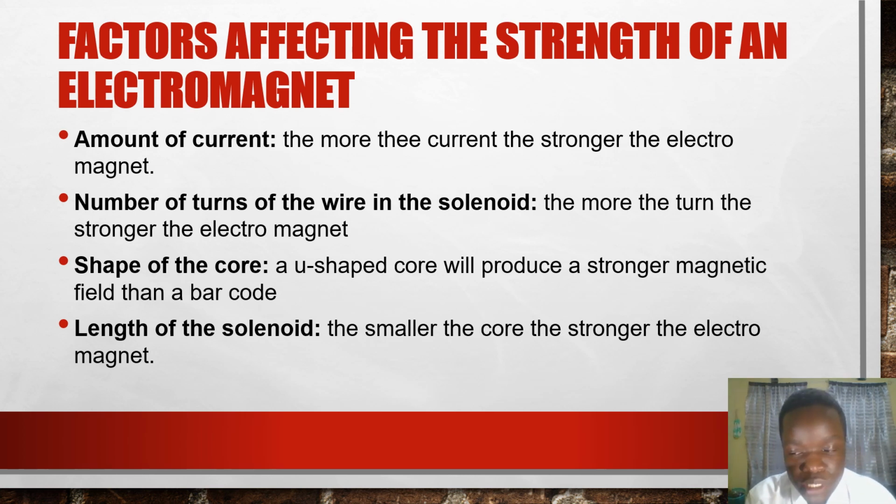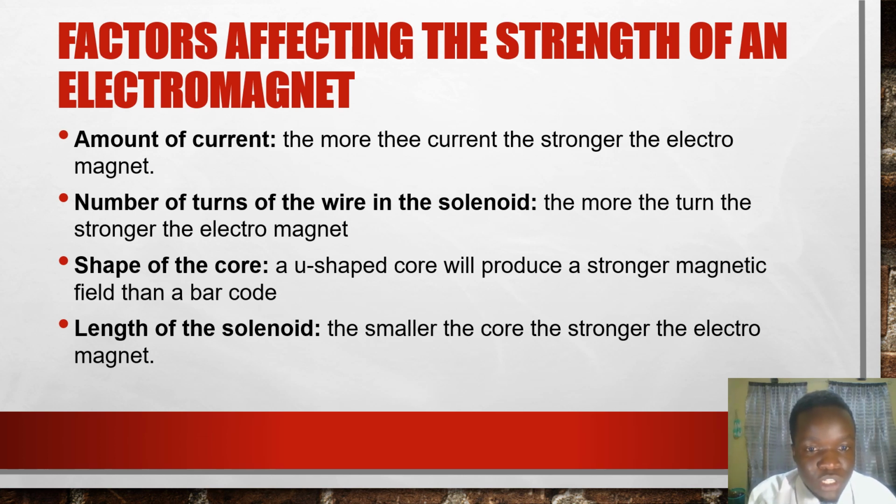The explanation for this is that in a U-shaped core, the polarities, the North Pole and the South Pole, are close together, hence making the magnet stronger than the bar core, where the polarities are far from each other, making the U-shaped stronger.